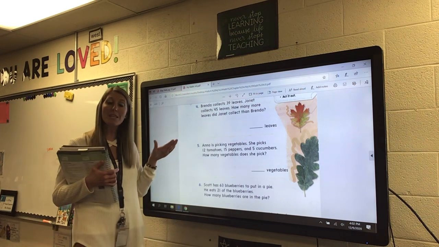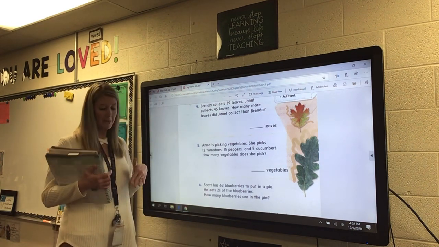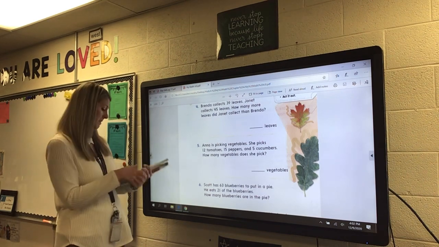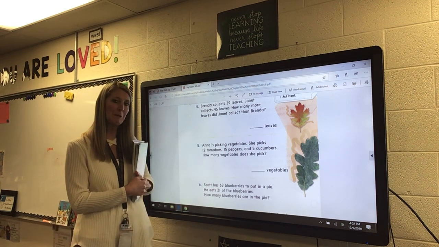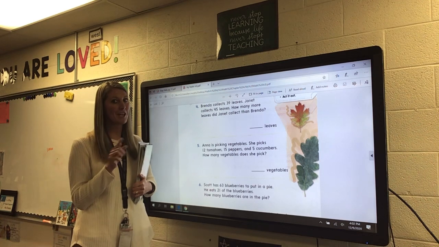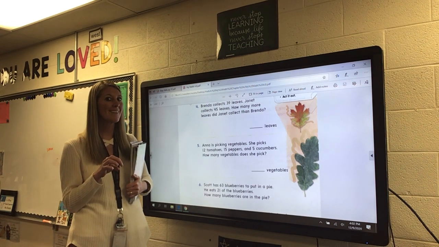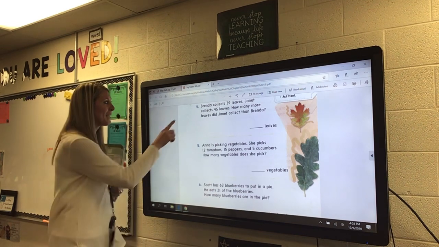Mrs. Murphy wants to see you subtracting this or adding it, but more than likely you're going to be subtracting. All right. I should say that because you might be adding too. Looking at the paper, you might be adding. So you need to be paying attention. Are you taking things away or are you adding things together? All right, number 4.